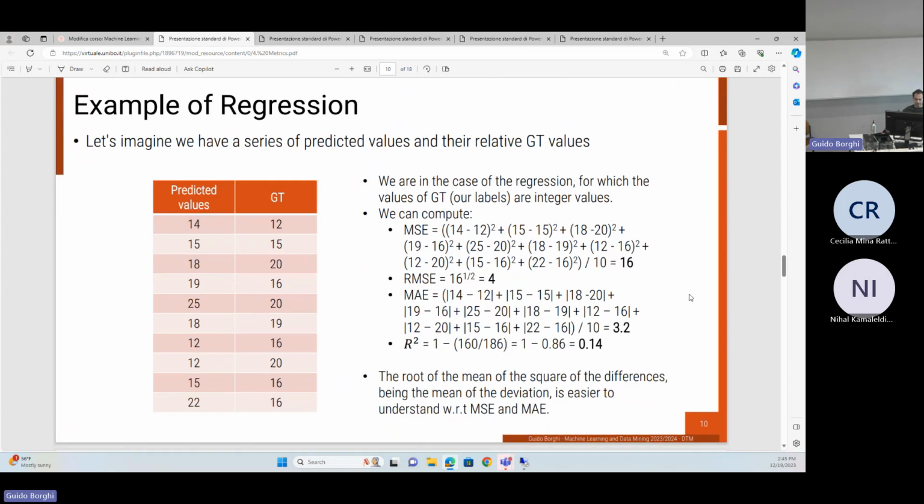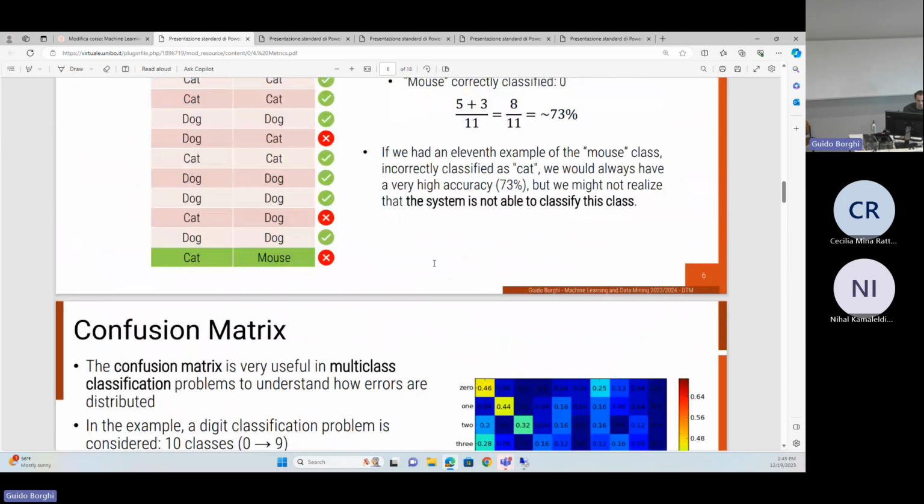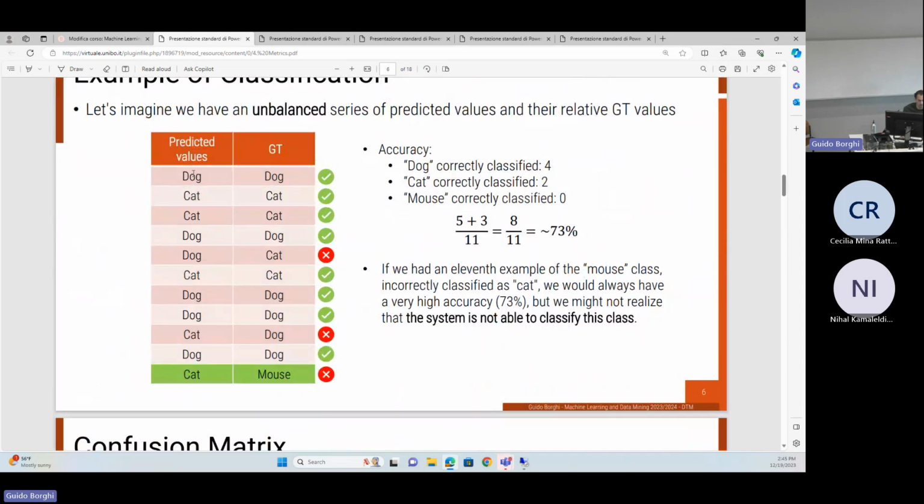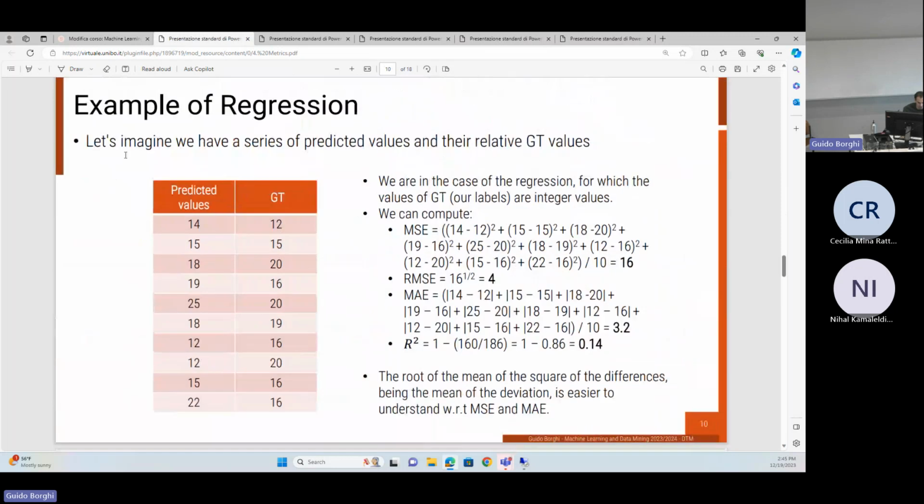Let's see an example of these regression metrics. It is a table very similar to the classification table that we have seen before, in which we had a classification between dog and cat. So we have a table that represents here the predicted values. Remember, we are in the regression task, so we have continuous values in output. And then we have also the ground truth values.